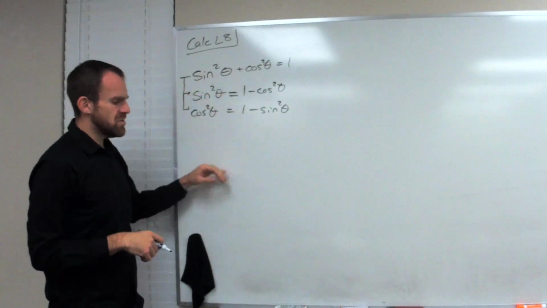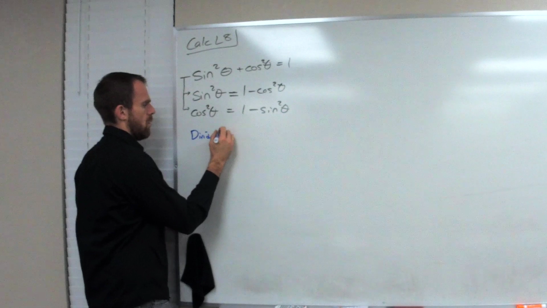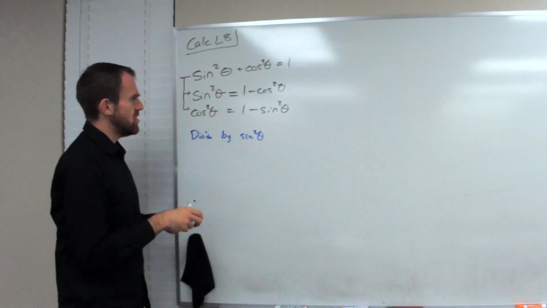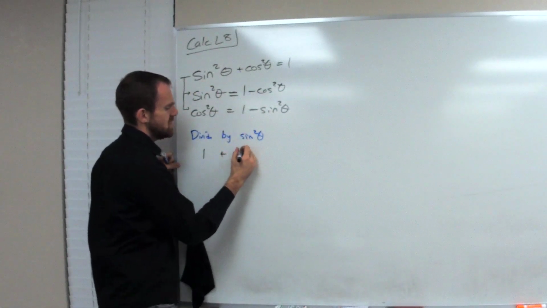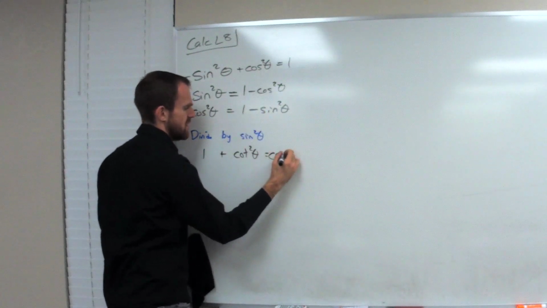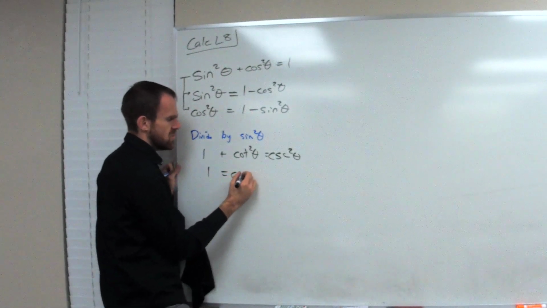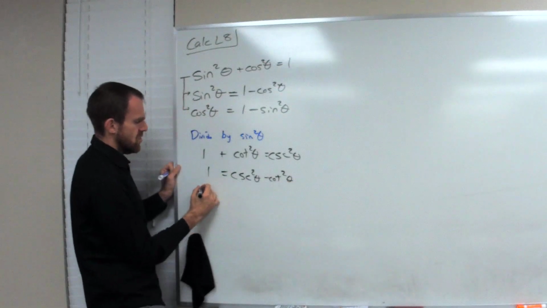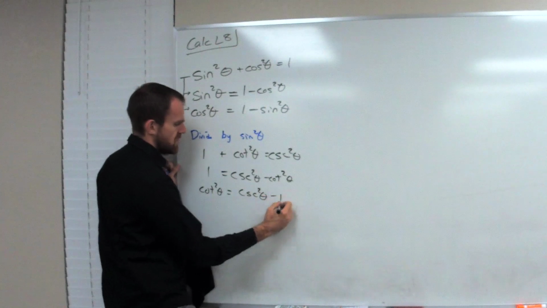Now, if I divide the original by sine squared, I get 3 more. Sine squared divided by sine squared is 1. Cosine divided by sine is cotangent. 1 divided by sine squared is cosecant. And I can rewrite this one. So this is 1 equals cosecant squared minus cotangent squared. And also cotangent squared is cosecant squared minus 1.